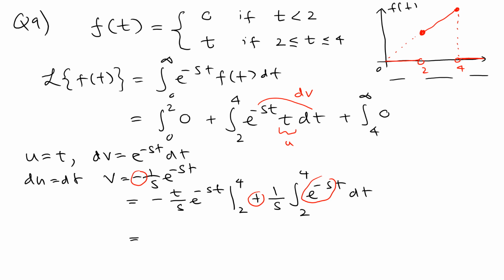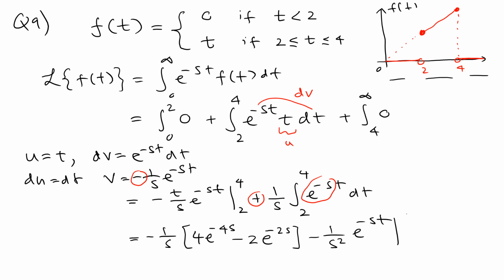In the first term you can plug in the values. Negative 1 over s is common, so you can pull it out. When you plug in 4, you get 4e to the negative 4s, minus, when you plug in 2, 2e to the negative 2s. So that's what you get from the first part. For the second integral, you integrate again, so you get 1 over s squared times e to the negative st, evaluated at 4 and 2.